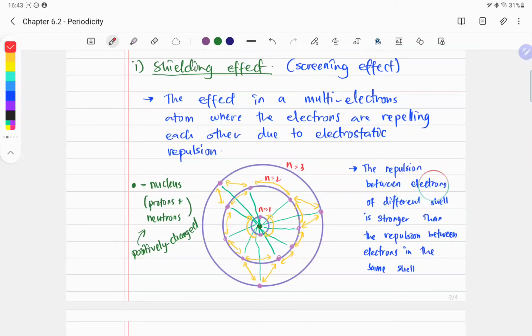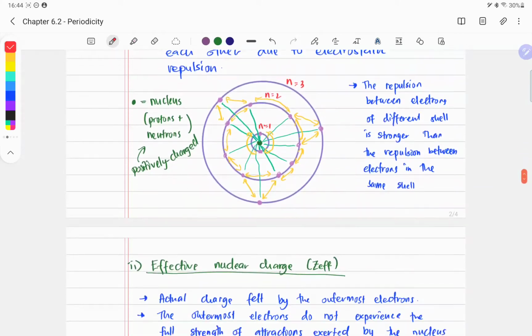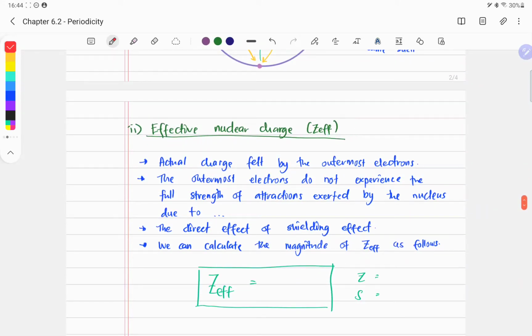So the repulsion between electrons of different shell, bermaksud contoh shell 3 ke shell 2, tolakan ini lebih kuat berbanding dengan repulsion between electrons in the same shell. Bermaksud dekat sini, tolakan yang ini ke sini lagi kuat berbanding ini dengan ini. So itu adalah shielding effect. And kita akan gunakan shielding effect ini untuk explain variation size. So we look into the variation of size of the atoms in a bit. And this shielding effect also give rise to the effect of effective nuclear charge. So let's have a look at the next point, which is effective nuclear charge.